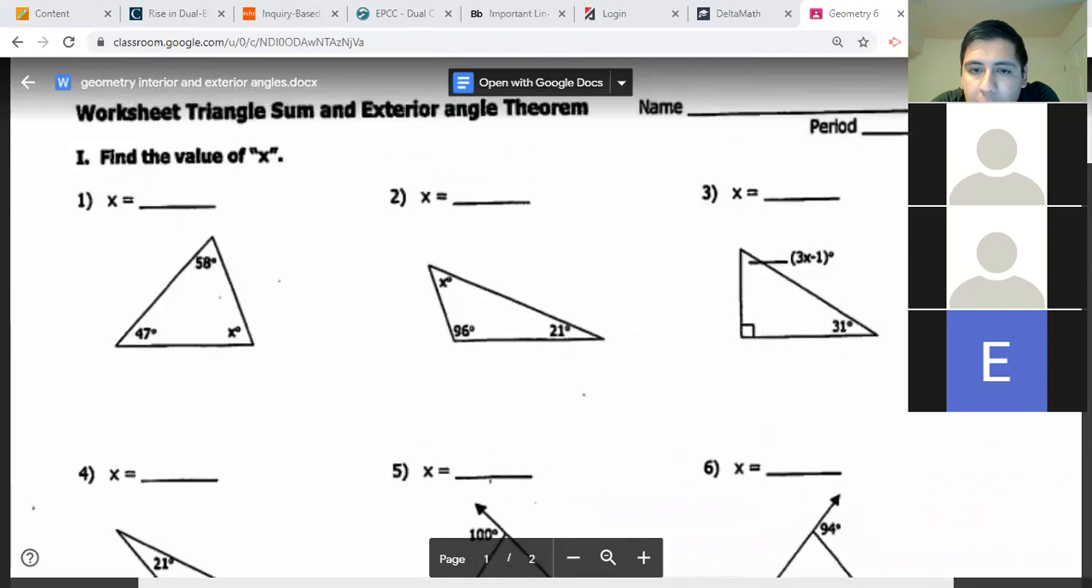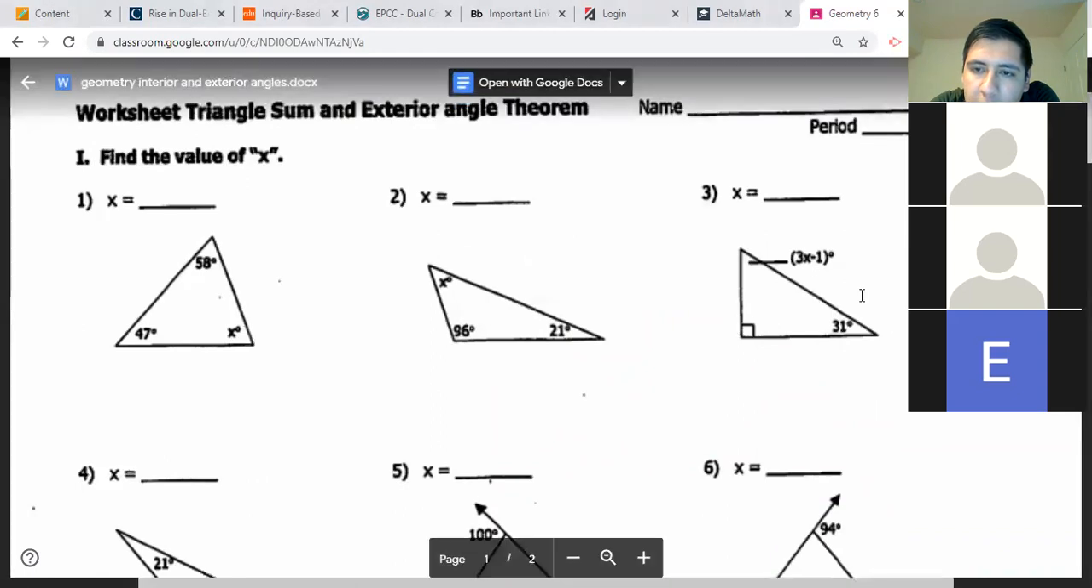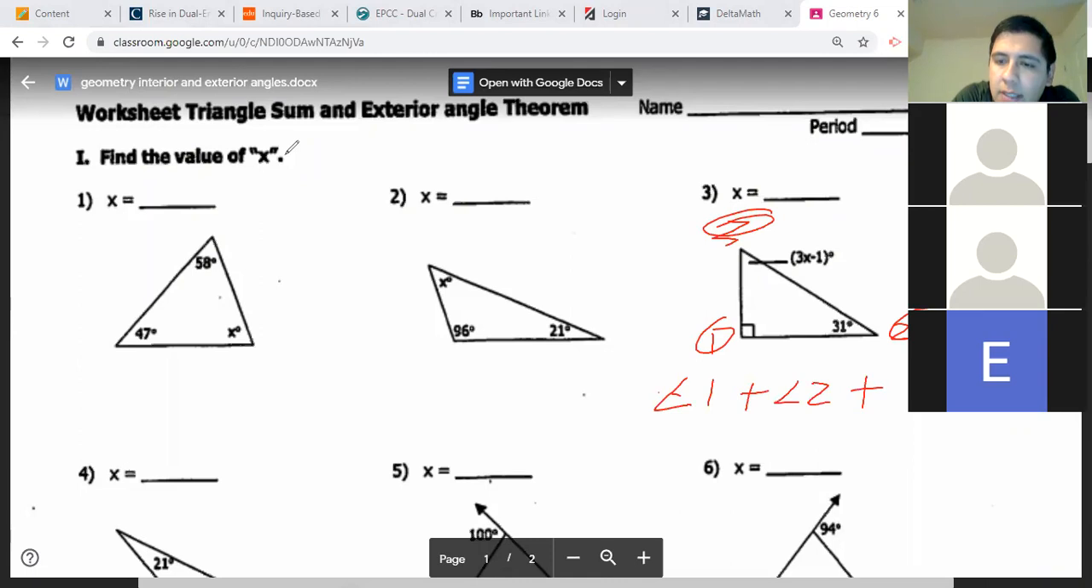Okay. So let's look at one last one, number 3. Now that one's a little bit different, okay? We have 2 angles and they're telling us that the third angle is 3x minus 1. So again, let's say this is angle 1, this is angle 2, and this is angle 3. We know that angle 1 plus angle 2 plus angle 3 are all equal to 180. So let's replace what we know.